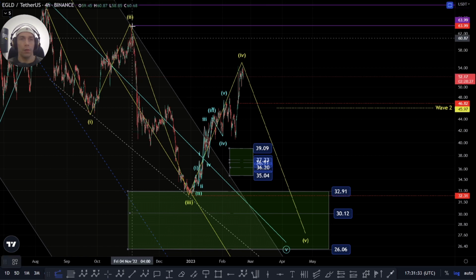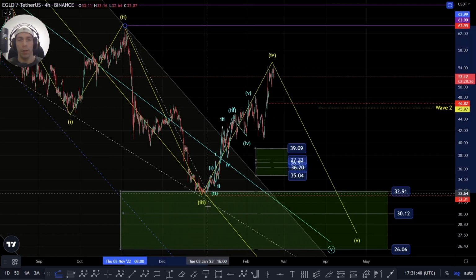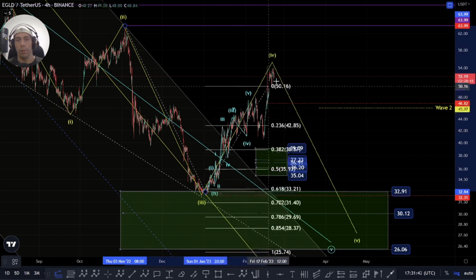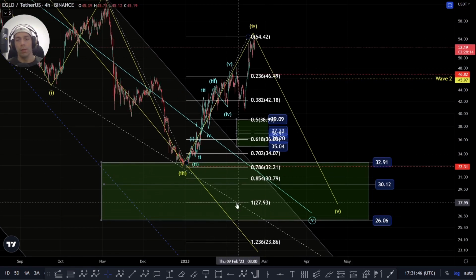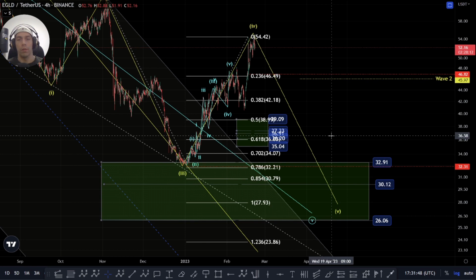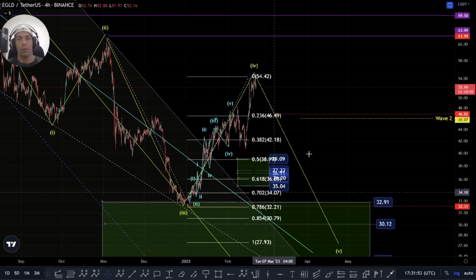If we do get something like this, I'm just going to go off of the current structure, but effectively this wave 5 would have to be longer than this wave 3. So that would mean it would have to move down past this 27.93. So this is still a possibility. We do have a bullish option here, so we're going to talk about that.